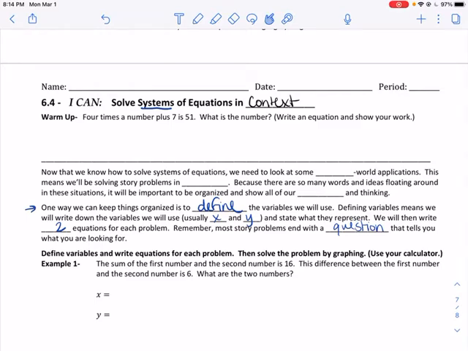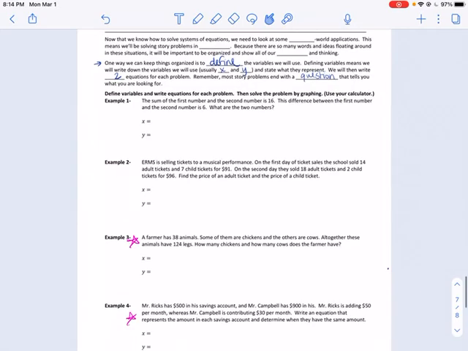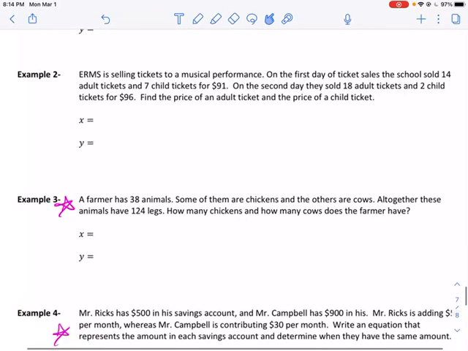We're going to skip the first couple of examples and do example 3. A farmer has 38 animals. Some of them are chickens and the others are cows. Altogether, these animals have 124 legs. How many chickens and how many cows does the farmer have? Now, this question seems really weird because usually you can picture what things are happening in your head, but this feels like it's all very disjointed.